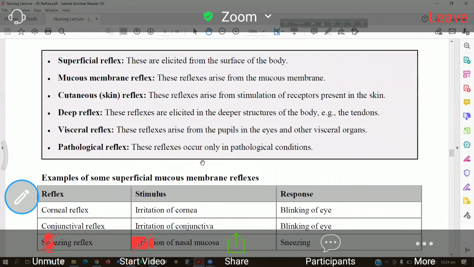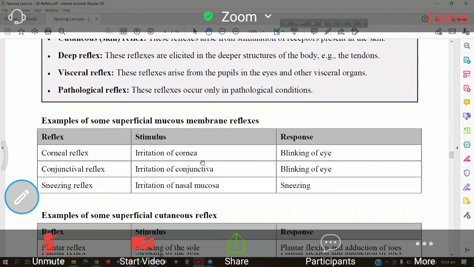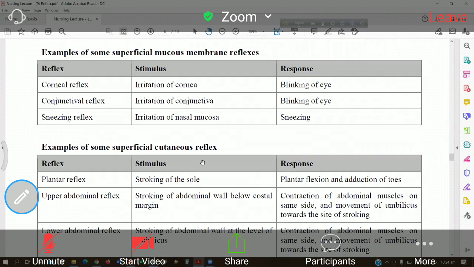Okay, now there are examples of these reflexes. Superficial reflexes include cutaneous reflexes and mucous membrane reflexes. Examples of superficial mucous membrane reflexes are corneal and conjunctival reflexes, as well as sneezing reflex. Also, cough reflex.